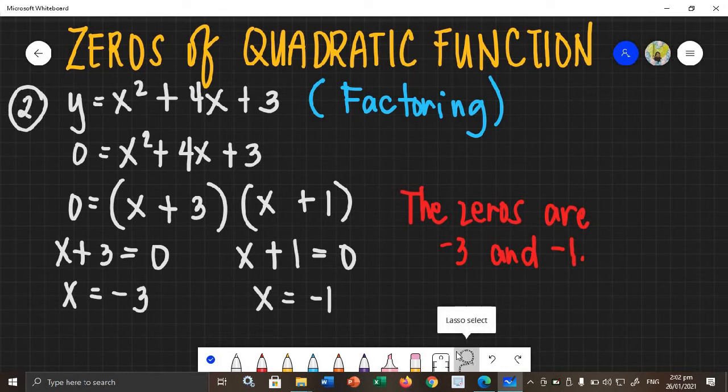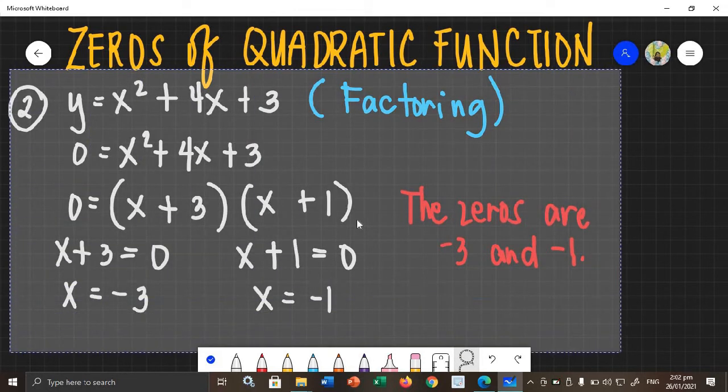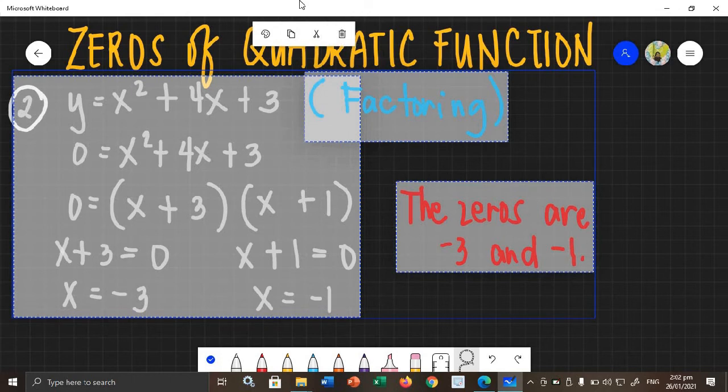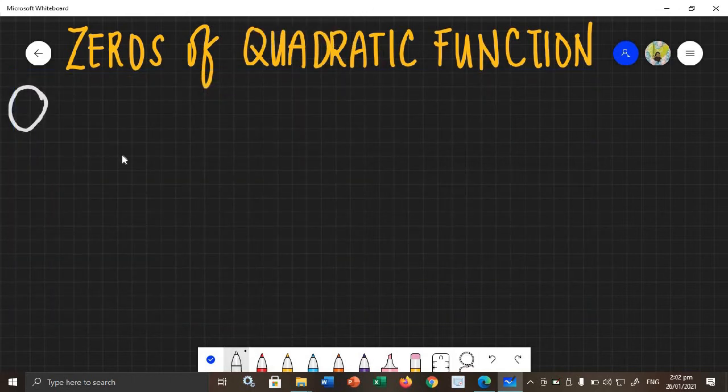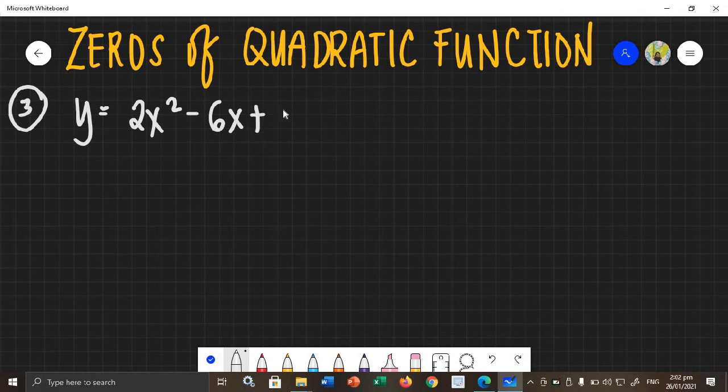How about, let's solve another example. So let's say this is example number 3 and the function given is 2x squared minus 6x plus 1. So ito, kung titingnan natin, medyo mahirap na siyang i-factor or ma-solve using factoring kasi may coefficient na yung quadratic term mo. So, mamili na lang tayo by completing the square or by using quadratic formula.